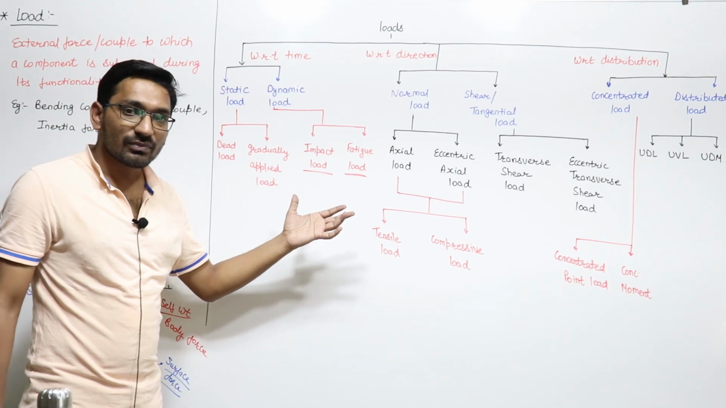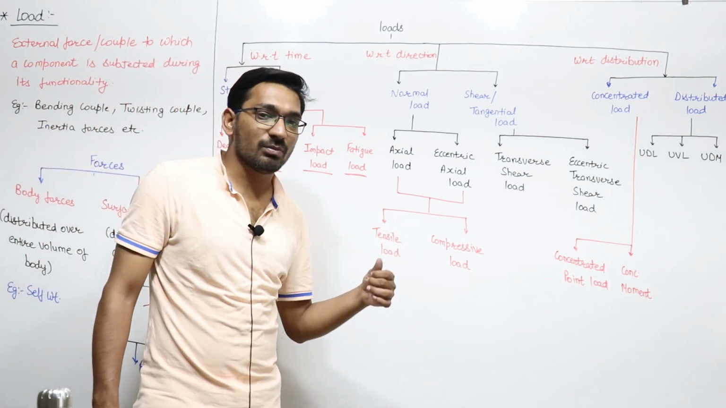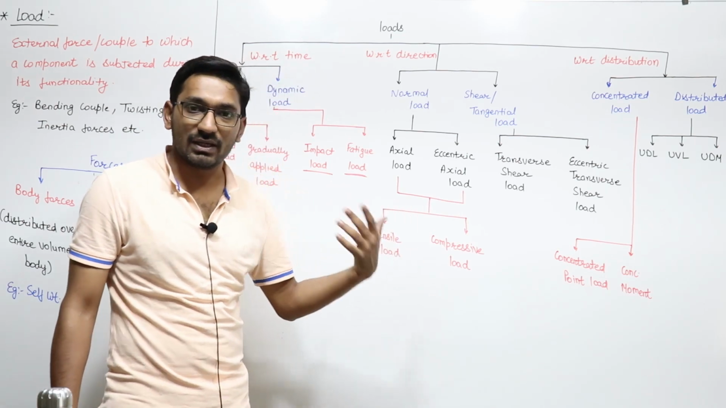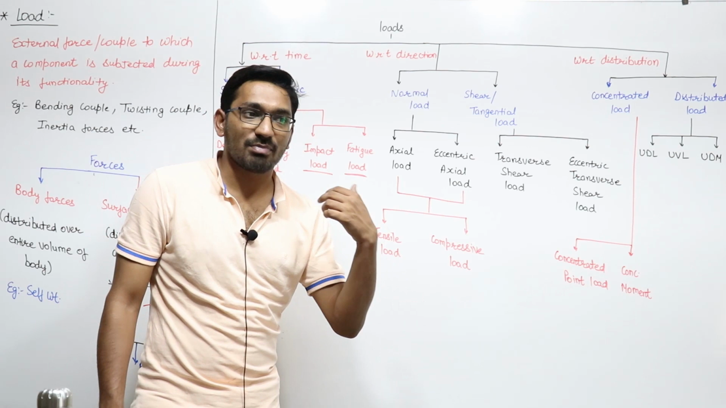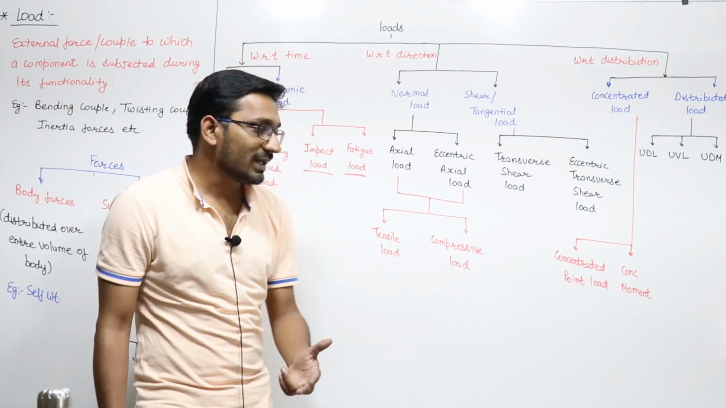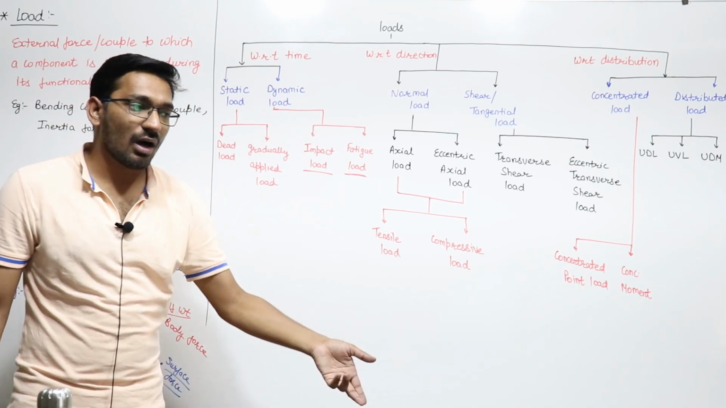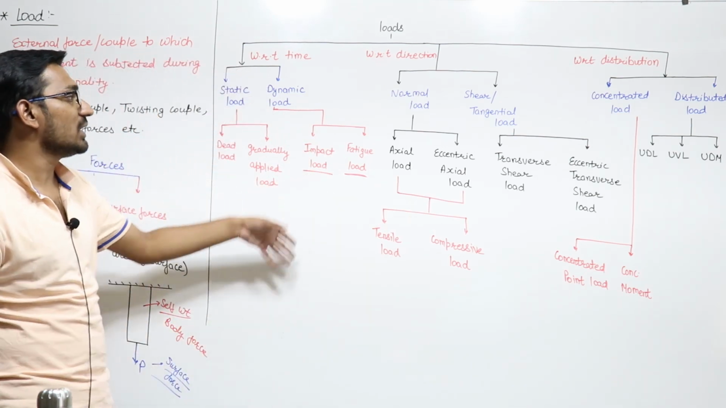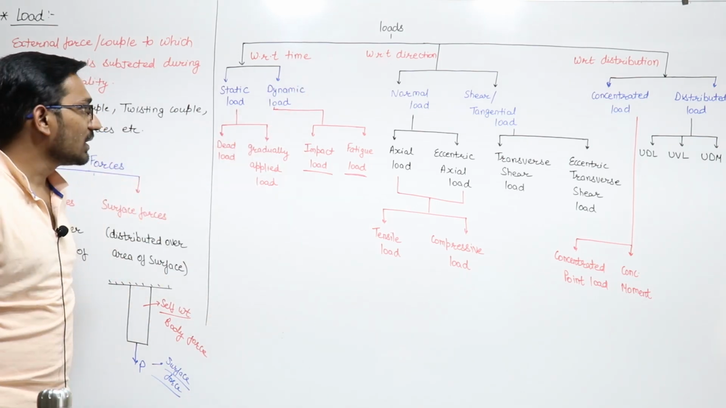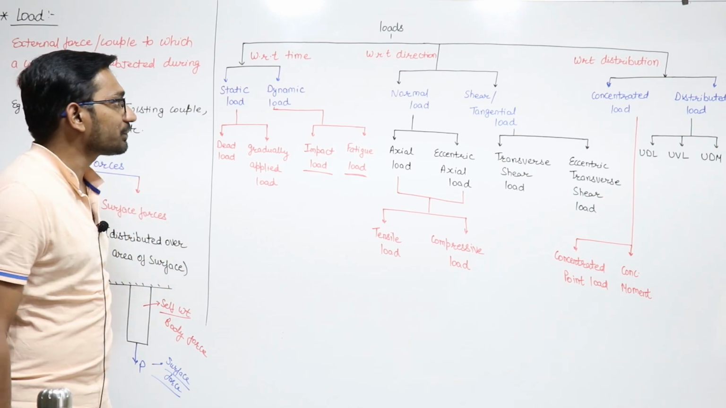Fatigue load is that load which is changing with respect to time, both its magnitude and direction, right? Force is a kind of vector, or load is a kind of vector, which has magnitude and direction. So we can say in fatigue load, either the magnitude is changing or the direction is changing, or both magnitude and direction are changing with respect to time. So this is the classification of load with respect to time.